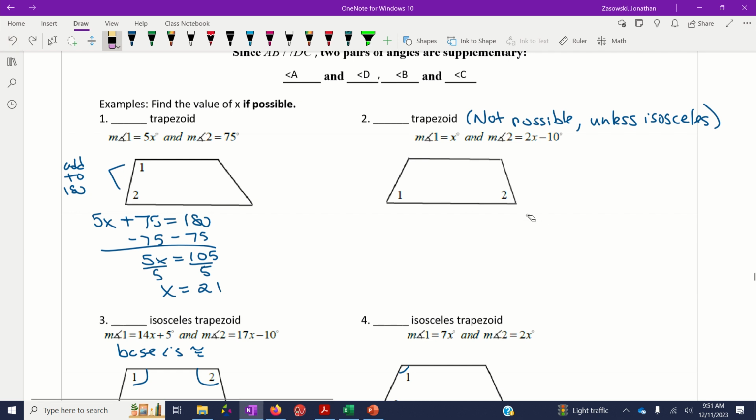In the second question, okay, we don't know that this is isosceles. It just says it's a trapezoid. So these two angles, which are along the same base, are not the same side interior. So these will not be supplementary. We don't know how they're related. So this is not possible. Unless it's isosceles, then we could say that these are equal. But for right now, we don't have enough information. Let's take a look at number 3.